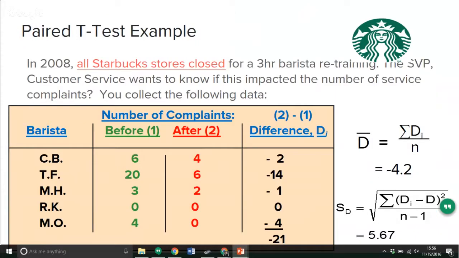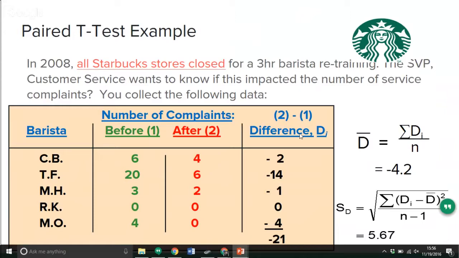So what would this look like? In 2008, all Starbucks stores closed for a 3-hour barista retraining. The senior vice president of customer service wants to know if this impacted the number of service complaints. So you collect the following data. For each barista, there is a before number of complaints, the training in the middle, and then the after number of complaints.